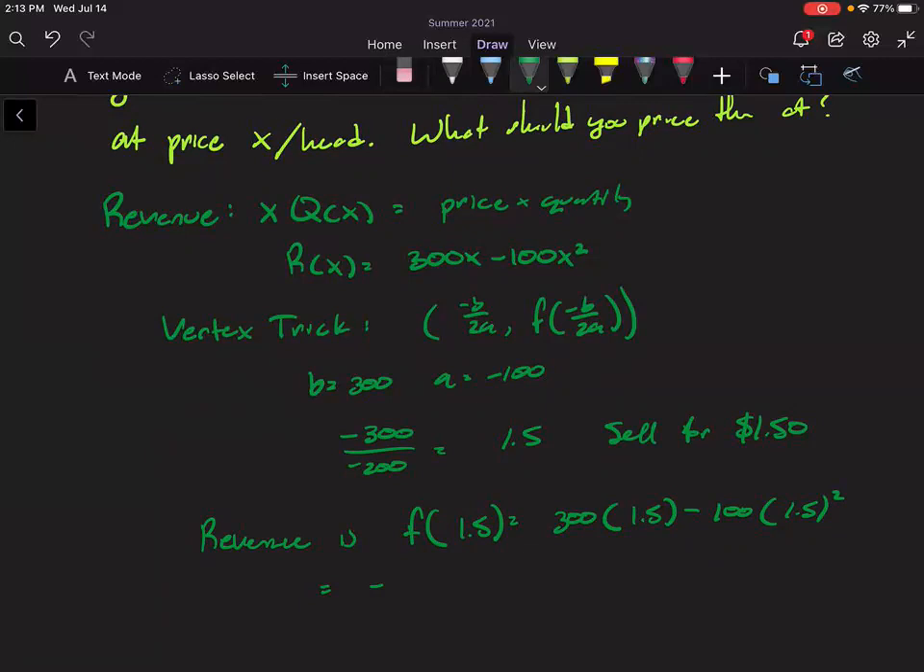So our revenue here is 450 minus 100 times 1.5 squared, and if you're good with your squares, you know that 1.5 squared is 2.25. And so this all comes out to just 225. So we sell broccoli at $1.50 a head, and we earn 225 bucks. It's not bad for a farmer's market, I guess, depending on how much they charge you for a booth.